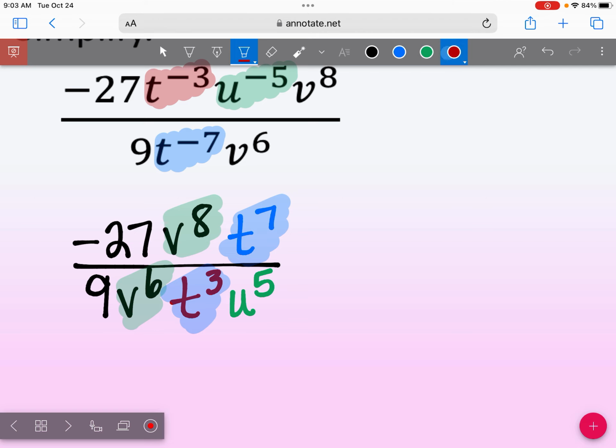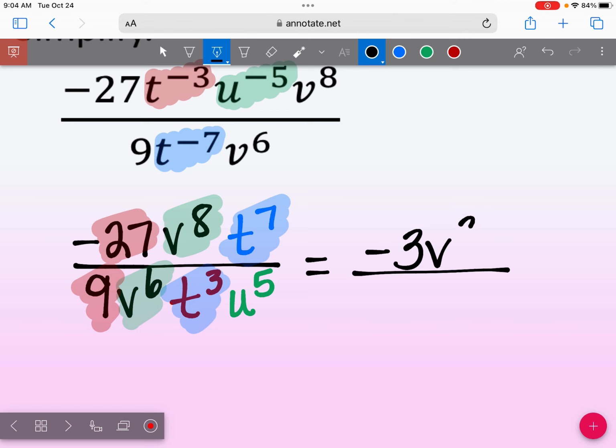And we're going to divide these two numbers. So pick up your calculator. Let's do our numbers first. Take the negative 27, divide that by 9. And that should be a negative 3. If you take 8 minus 6, what is 8 minus 6? 2. So I'm going to put those upstairs.